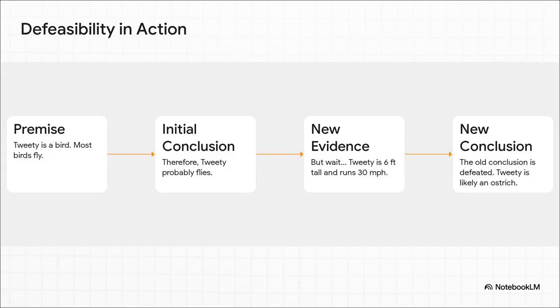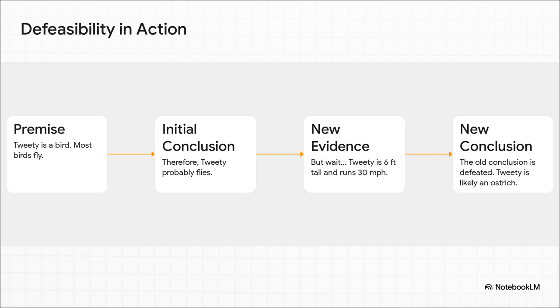Let's make this super concrete. Here's a classic example. Okay, step 1, Tweety is a bird. Step 2, most birds fly. So what's our conclusion? It's totally reasonable to conclude that Tweety probably flies. Makes sense. But what if I give you one new piece of information? What if I tell you that Tweety is 6 feet tall and can run 30 miles per hour?